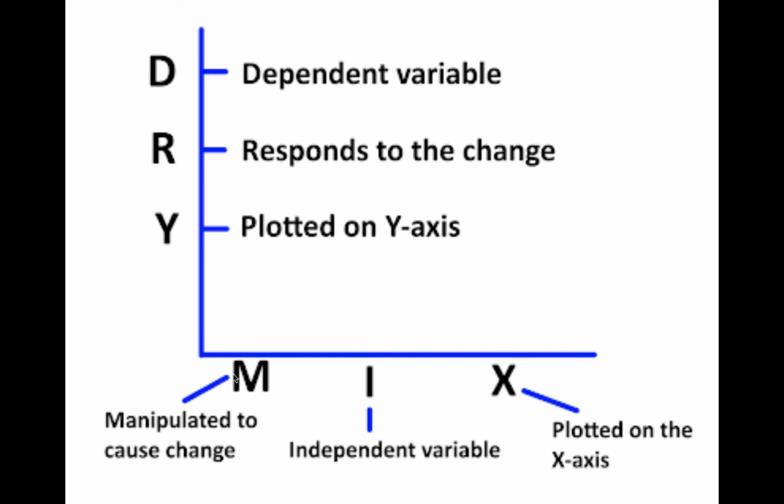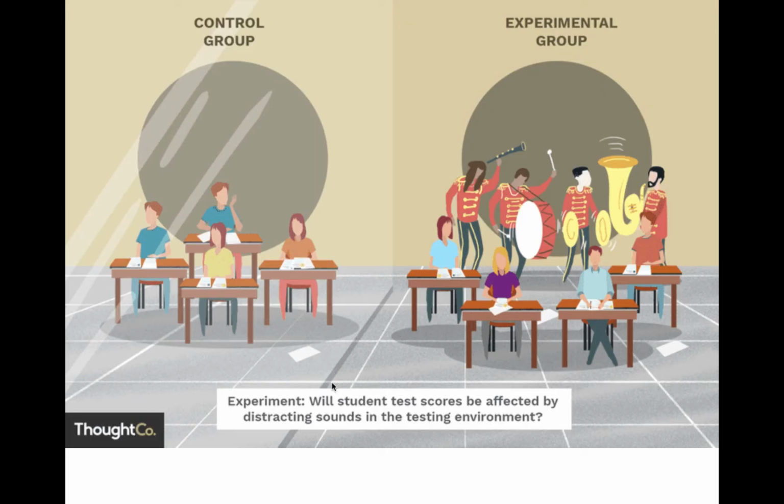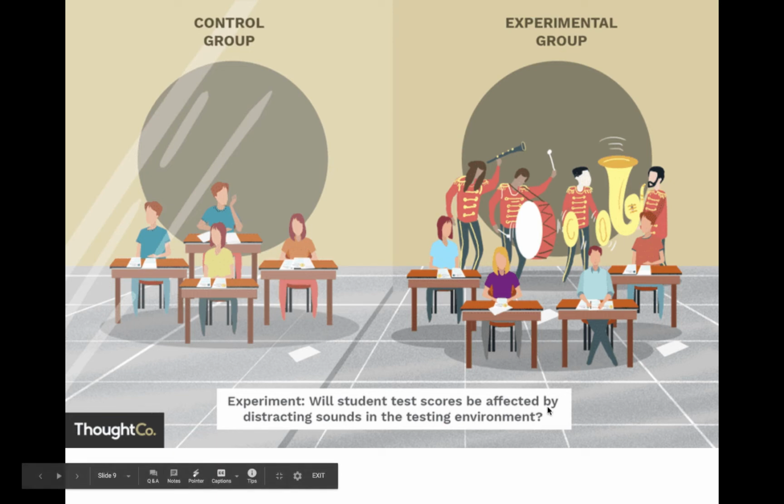Our independent variable is our manipulated variable. It's the variable, in this case, the amount of sleep that a student gets, that we manipulate in order to bring about some kind of a change. In this case, their performance on a test. Our independent variable is always plotted on the x-axis. Okay? To go back to this graphic that I showed you a few minutes ago, let's say we're going to run an experiment that will see the impact that distracting sounds have in the testing environment. Step back for a second, look at this. What is the causal language in this statement?